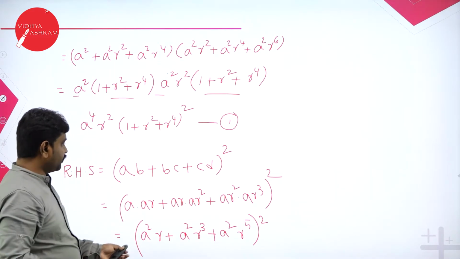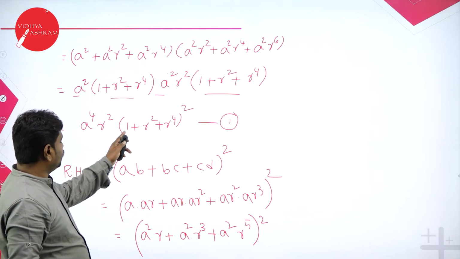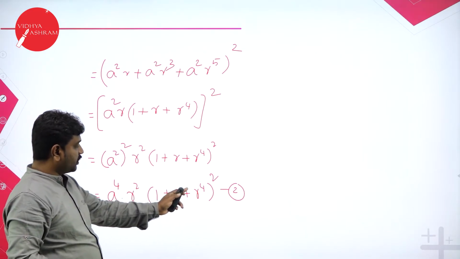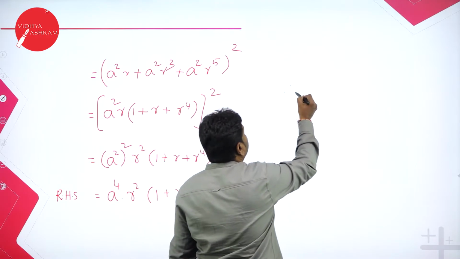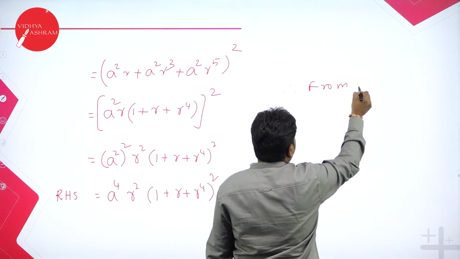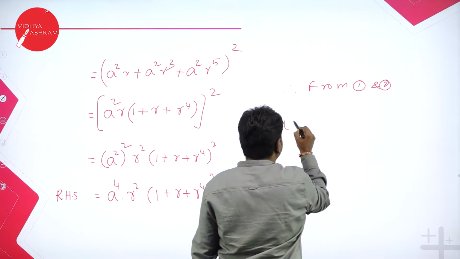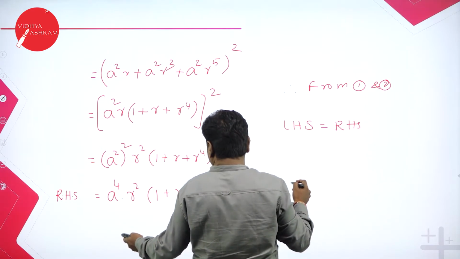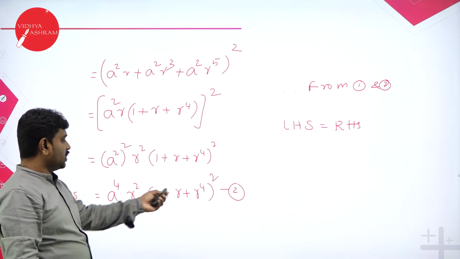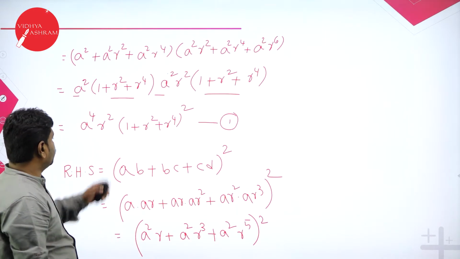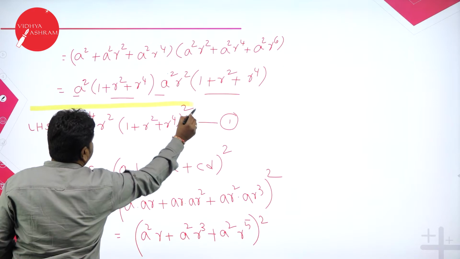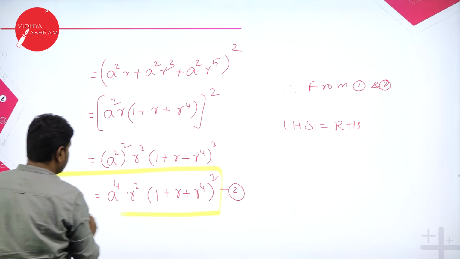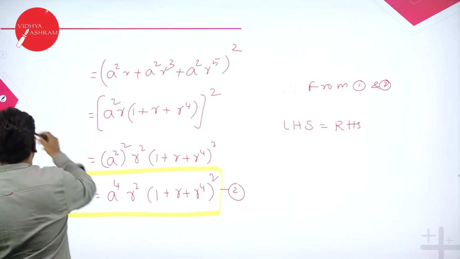So now in 1 we got a power 4 r square into (1 plus r square plus r power 4) whole square. In 2 also we got a power 4 r square into (1 plus r power 4). So therefore from equations 1 and 2, the LHS value is the same as the RHS value, that is a power 4 r square (1 plus r power 4) the whole square. You can see both we got the same. So we got this equation 1 and we got this equation 2. From 1 and 2, what is the conclusion? LHS is equal to RHS.